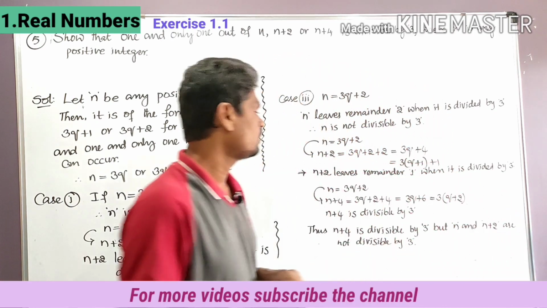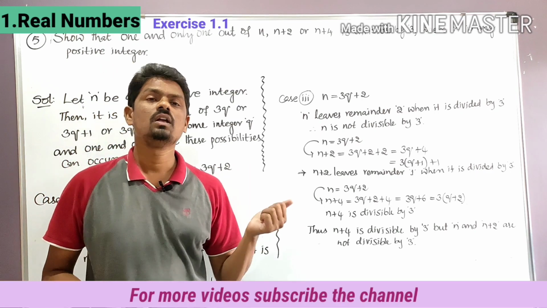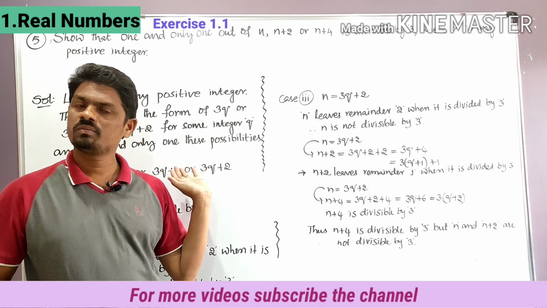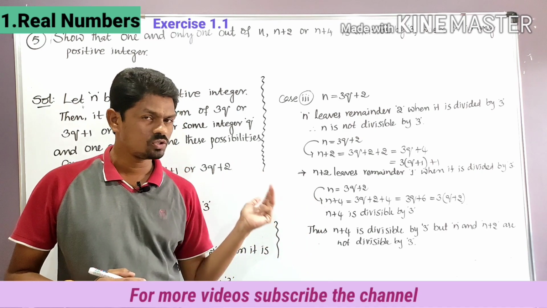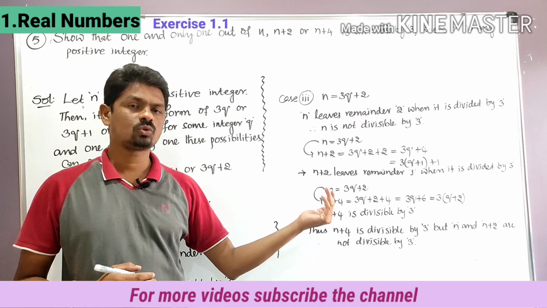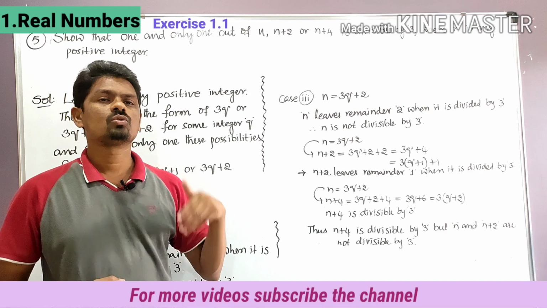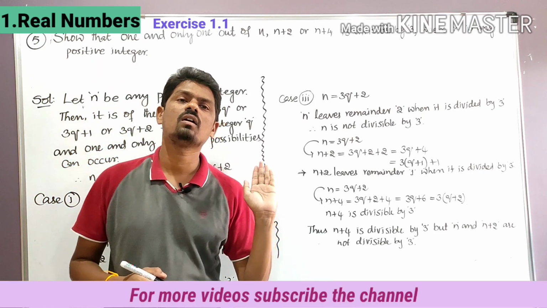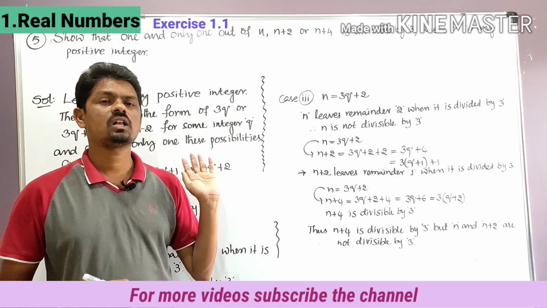So see student, in all the cases only one is divisible by 3, either n or n plus 2 or n plus 4. If n is equal to 3q, only n is divisible by 3 but not n plus 2 and n plus 4. If n is equal to 3q plus 1, only n plus 2 is divisible by 3 but not n and n plus 4. If n is equal to 3q plus 2, only n plus 4 is divisible by 3 but not n and n plus 2. So if n is any positive integer, only one of n, n plus 2 or n plus 4 is divisible by 3. So that's all for today's class, student.